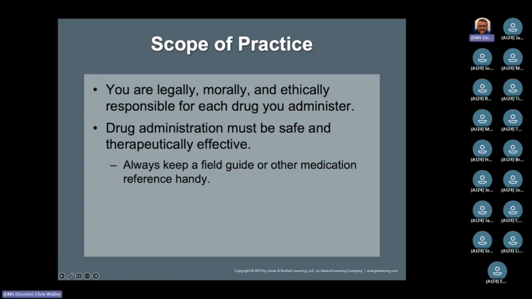So drug administration must be safe and therapeutically effective. You need to make sure you always keep a field guide or other medication reference handy to look up unfamiliar medicines. I'll tell you, quick, fast, and in a hurry, there's times I've been in the back of the truck taking care of a patient, and I whip my phone out of my pocket and be like, okay, what's this drug? What's it do?